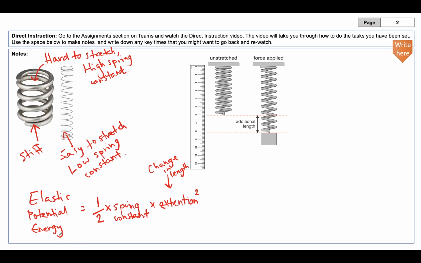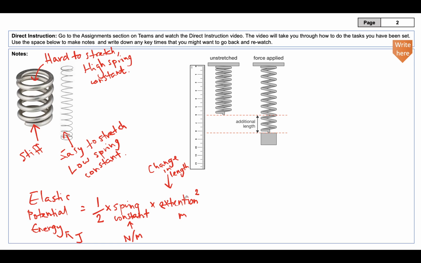We'll have a look at some units. Well, elastic potential energy, it's an energy, so that's going to be joules, capital J. The spring constant is newtons per meter, and the extension is in meters. So if you have centimeters, for example, you'd have to divide that by 100 to turn it into meters, just like we saw yesterday.